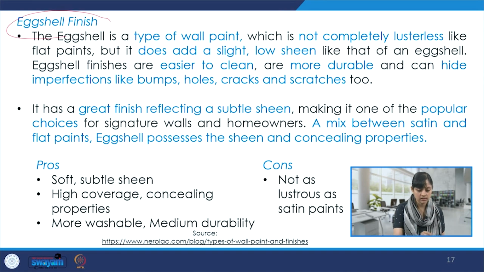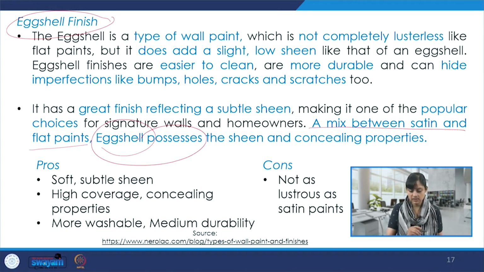Then there is this eggshell finish. It is a type of wall paint which is not completely lusterless like the flat paints, but it does add a slight low sheen. And it can also hide imperfections like holes and cracks. It is easier to clean, it is more durable, so it is used quite widely again. It has a great finish reflecting a subtle sheen. It is one of the most popular choices actually, the eggshell finishes. And a mix between satin and flat paints, eggshell possesses the sheen as well as the concealing properties, and therefore it is popular.